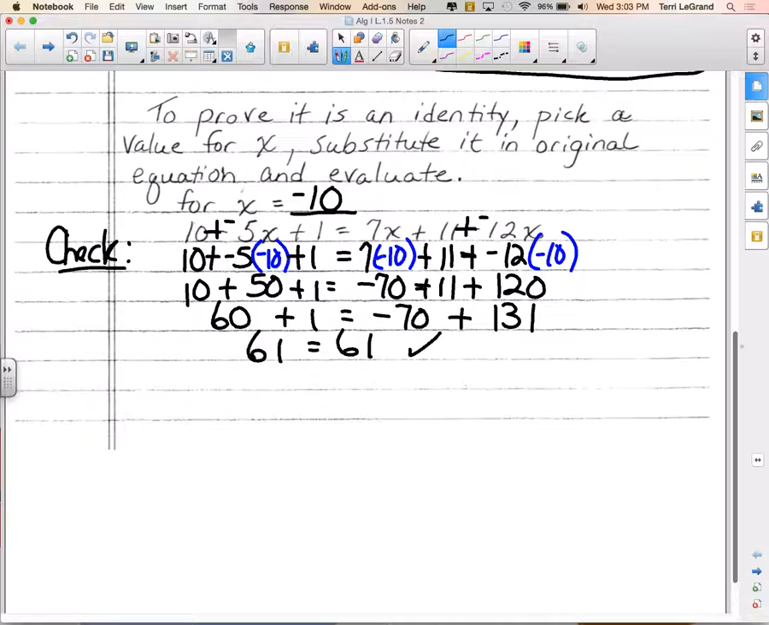Something equal to itself, right? Otherwise it doesn't check out. So anybody get a number to check out? What do you get? Trevor, what's the solution according to you?